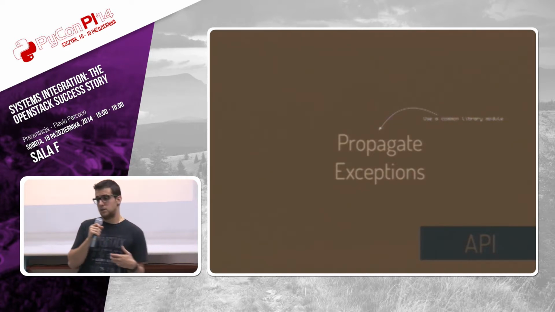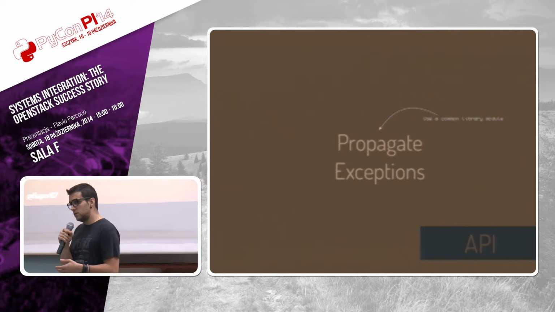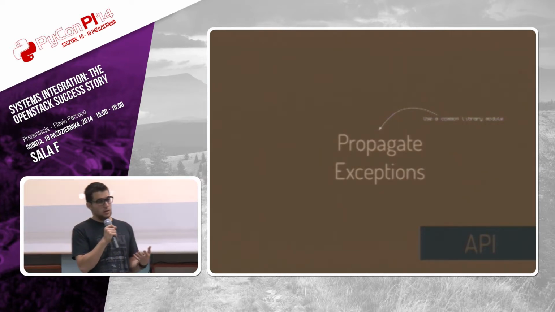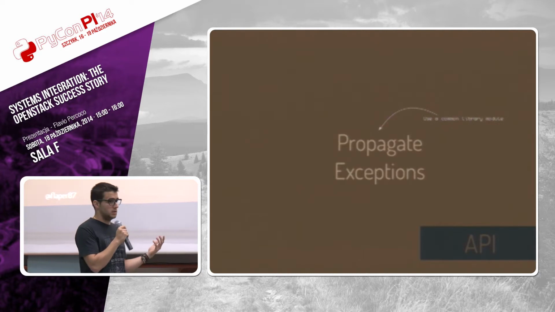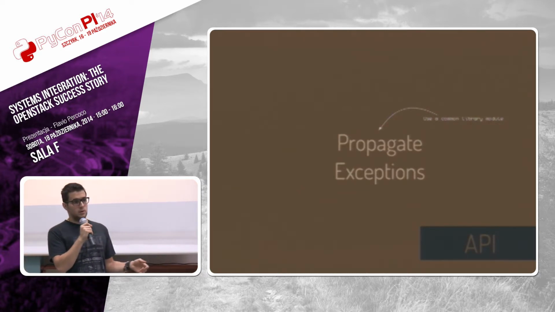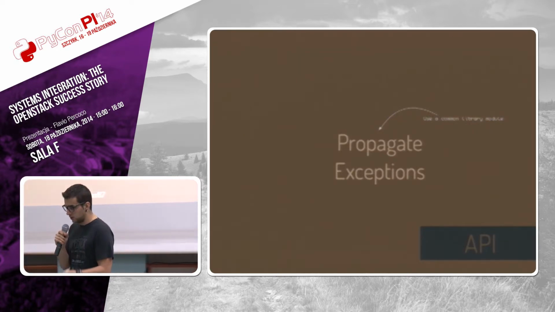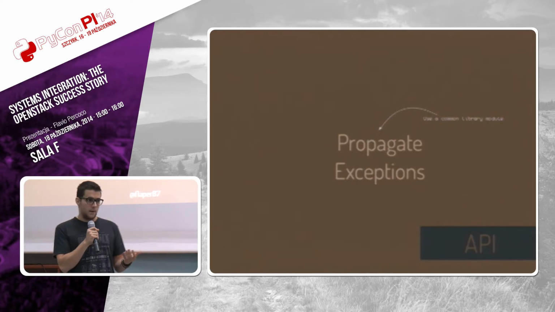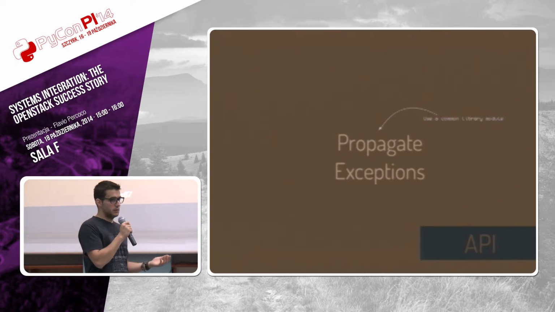Instead of just serializing your exception in a string and sending it back to service A and having A parse the exception and do something with it, you can just propagate the exception and re-raise it on the other side. There are a few things about this. You don't want all the exceptions to be propagated. You just want some of them to be propagated.